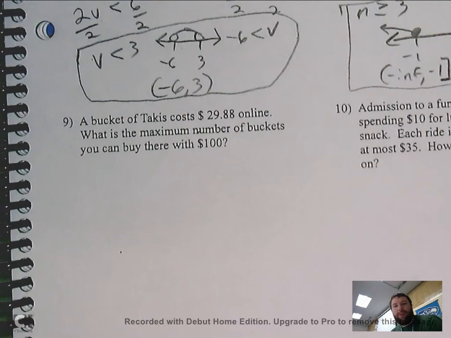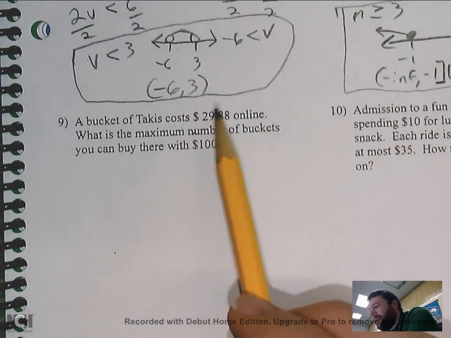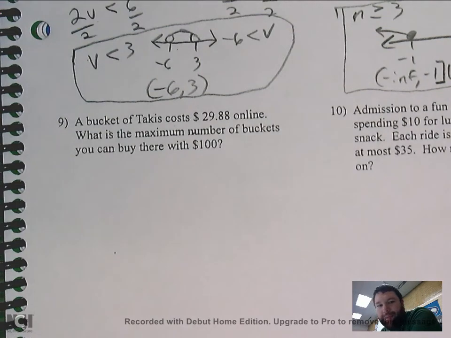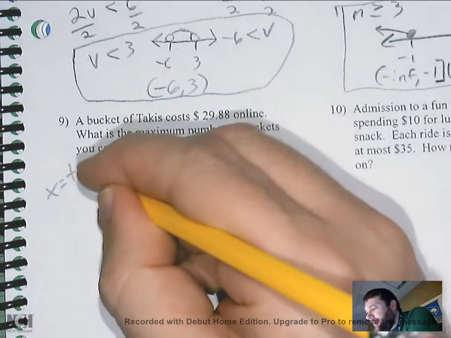Okay, story problems. So story problems, this is going to be your 4-level question on your test. We want you guys to graph them and solve them and all that kind of fun stuff, do the interval notation. So when we look at these, number 9, a bucket of Takis costs $29.88 online. What is the maximum number of buckets you can buy there with $100? So I'm trying to figure out the number of buckets I can buy. So x is the number of buckets of Takis.